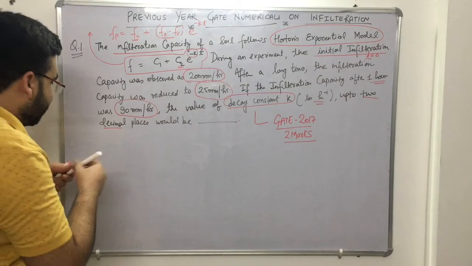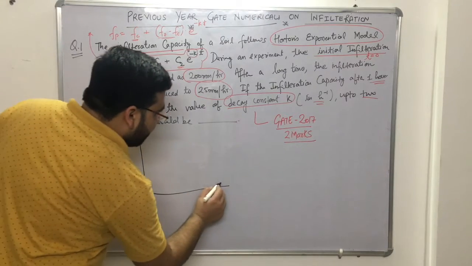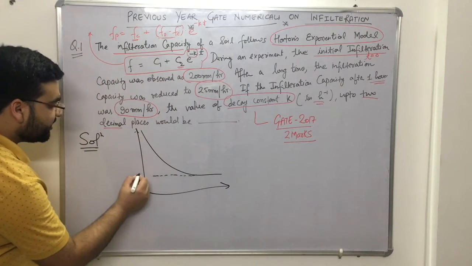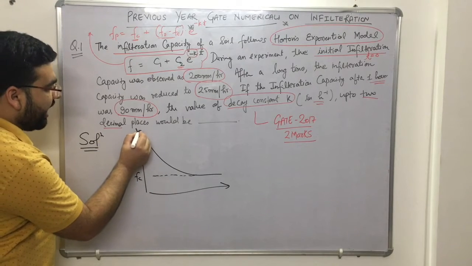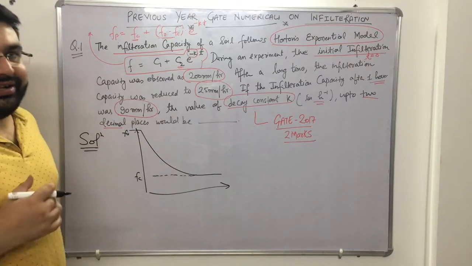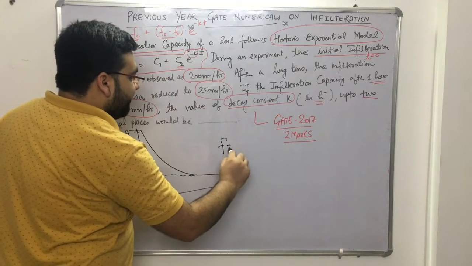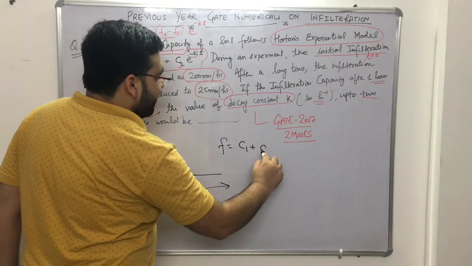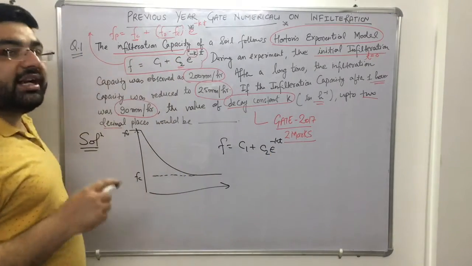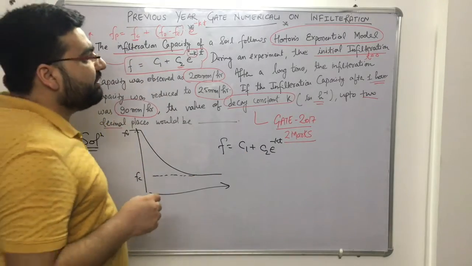Now if I draw the graph, let me talk about the solution. The graph of Horton's model is like this. If you remember, this is Fc, the steady state infiltration rate, and this is your F naught. So what the students did in this question is that they wrote this equation: F is equals to C1 plus C2 into e raised to the power minus K into T. Then they determined the value of C1 and C2.